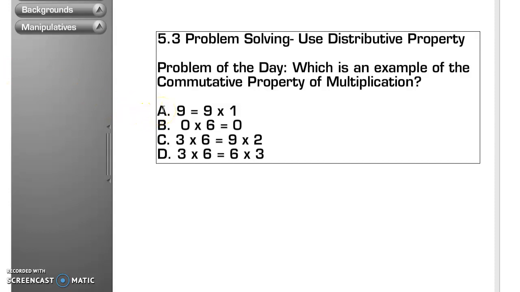So 9 equals 9 times 1. That can't be right. 0 times 6 equals 0. That is the 0 rule. 3 times 6 equals 9 times 2. That can't be it because the factors have to be the same. And D, 3 times 6 equals 6 times 3. This is the commutative property, letter D, because the factors, all they do is they switch spots.